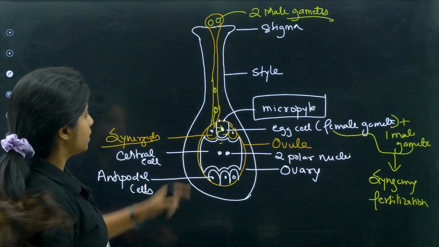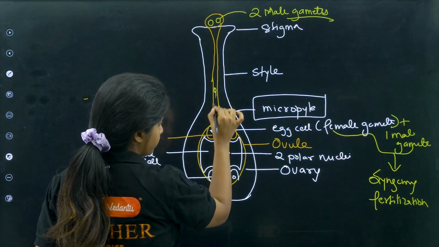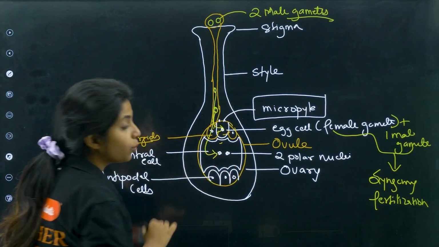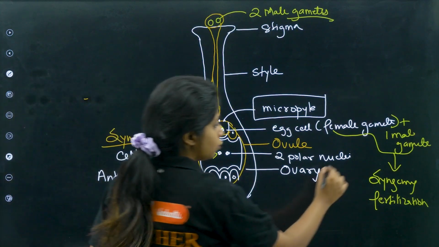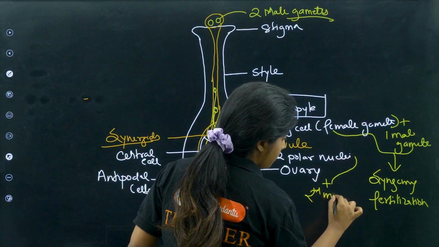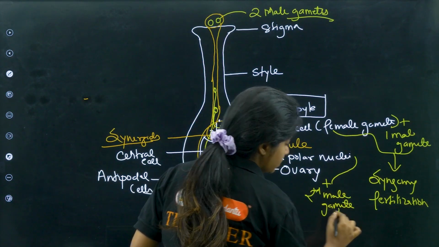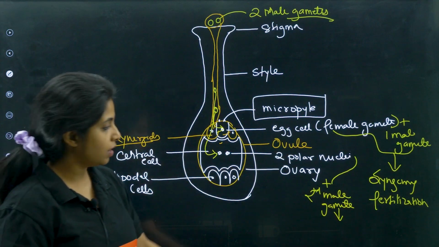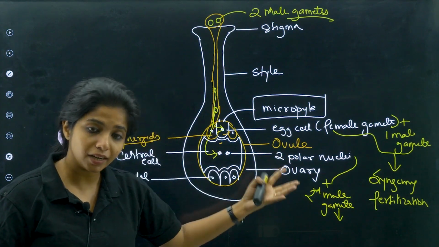Cool. Now there is one more male gamete. What happens to that, children? That male gamete comes and fuses with the 2 polar nuclei which are over there. The 2 polar nuclei belong to the central cell. So these 2 polar nuclei fuse with the second male gamete, and now you get something that has 3 nuclei together. The male gamete also has a nucleus, and these 2 nuclei are also there. So you get something that has 3 nuclei.